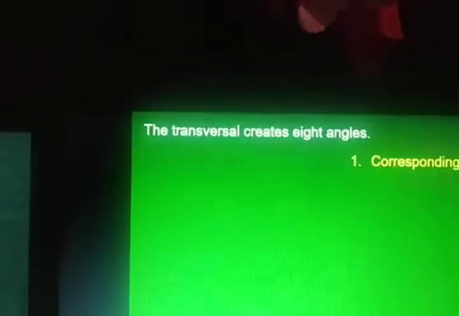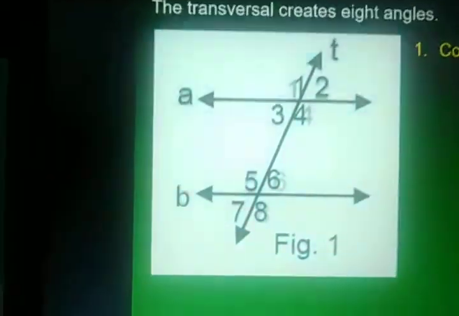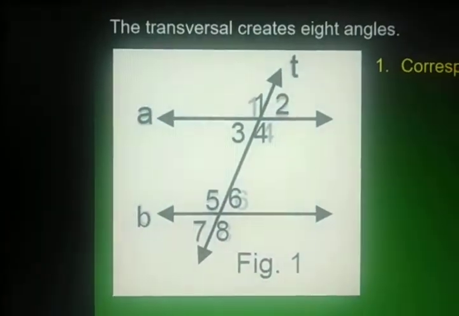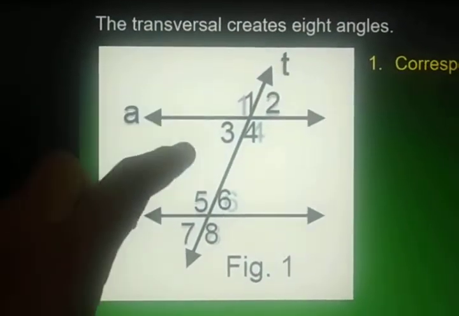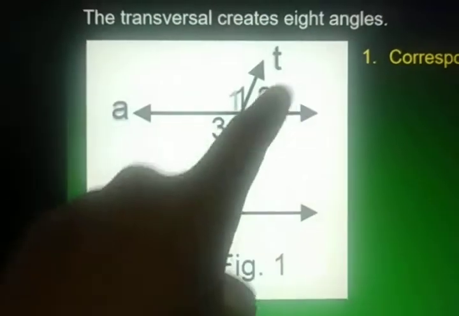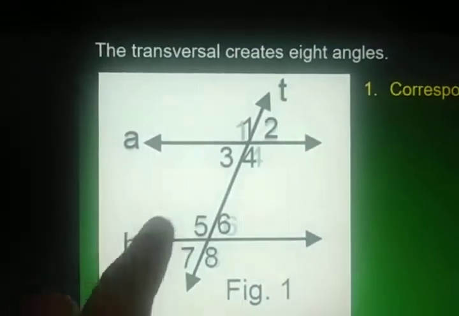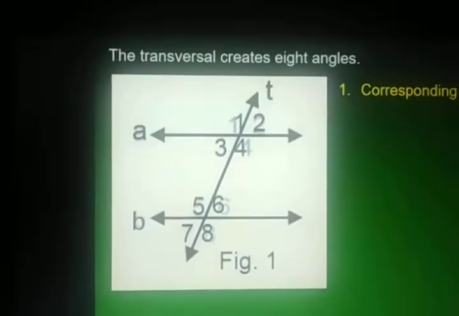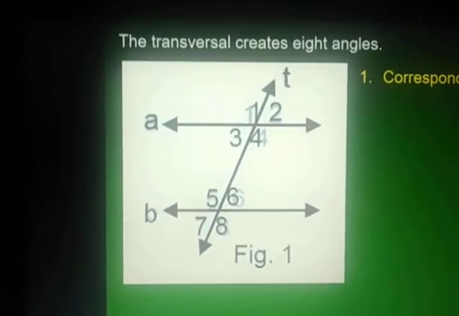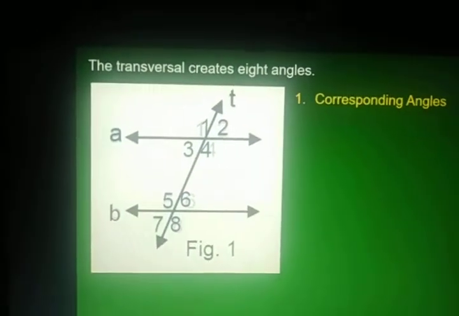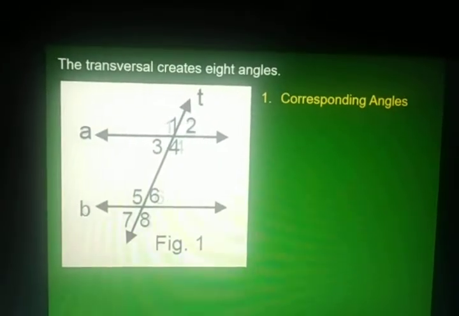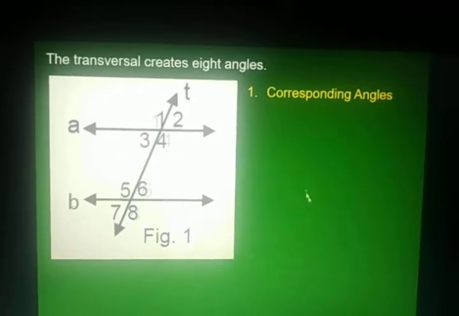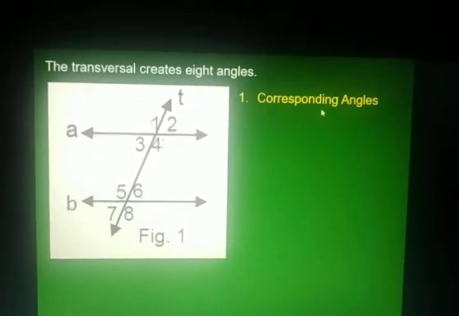Okay, let's continue. The transversal creates 8 angles. Let us study this figure. We have lines A and B parallel with one another, cut by a transversal line T, and it created 8 angles. 1, 2, 3, 4, 5, 6, 7, 8. Okay, so these angles are in relationship with one another. And so, if they have a relationship, it must have a meaning later. Okay, let's go with corresponding angles.